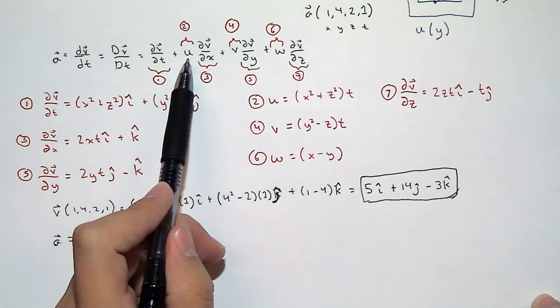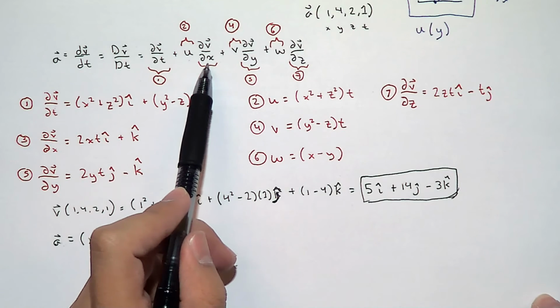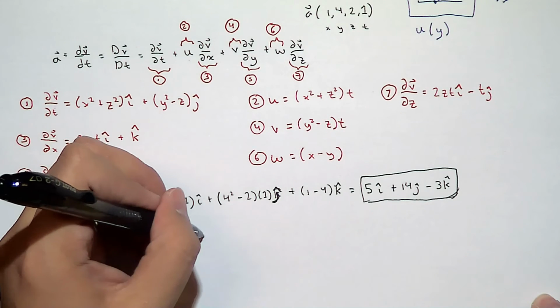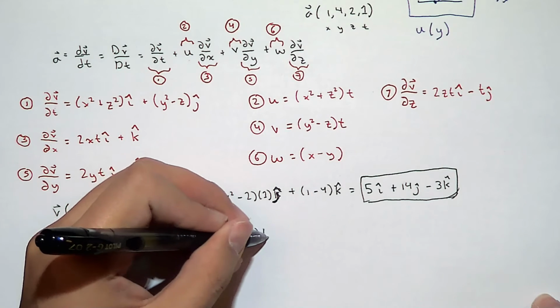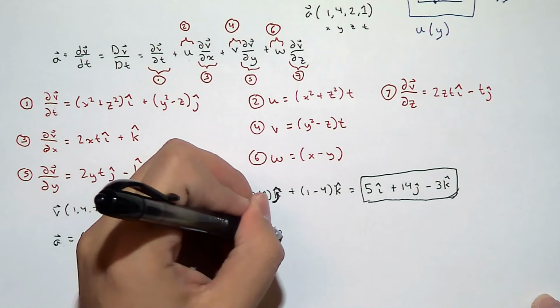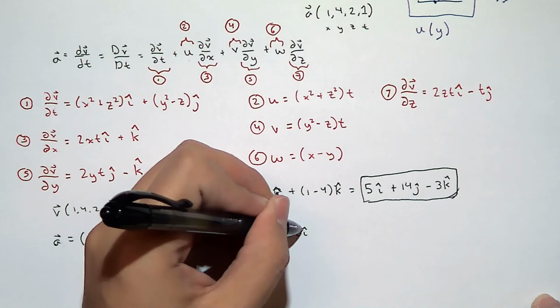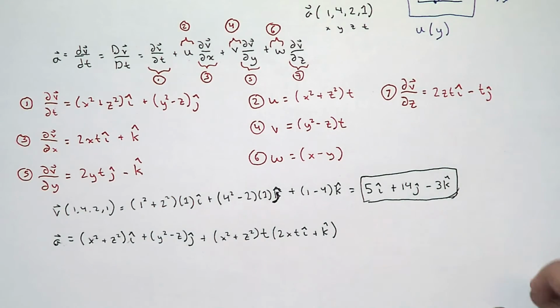plus the product of the x component of the velocity and the partial derivative of velocity with respect to x. So I get the product of (x squared plus z squared t) multiplied by this partial derivative, which is 2xt i plus k. Remember, don't mix up your vectors, right? Vectors, you cannot multiply vectors with themselves. You cannot add vectors with themselves unless they're in the same direction. So let's keep that in mind.